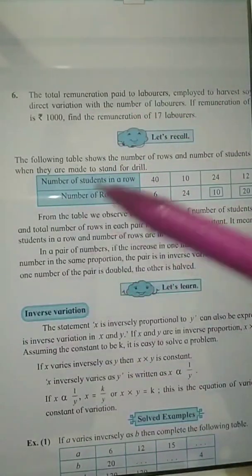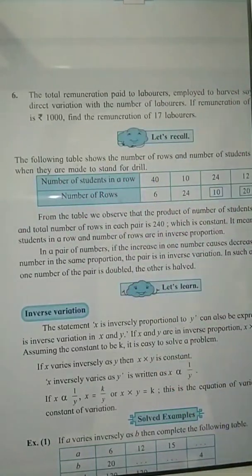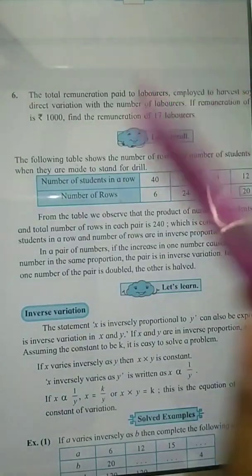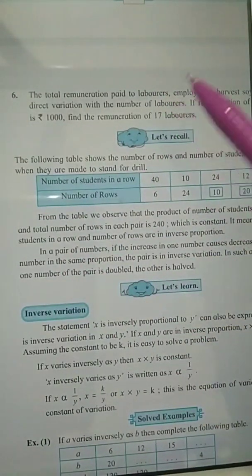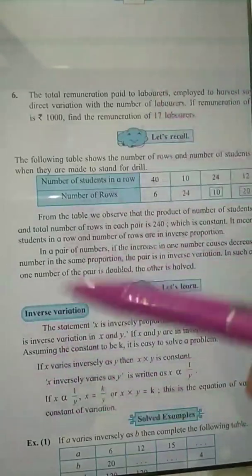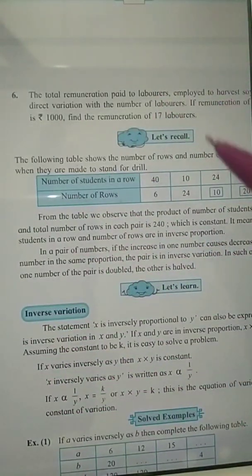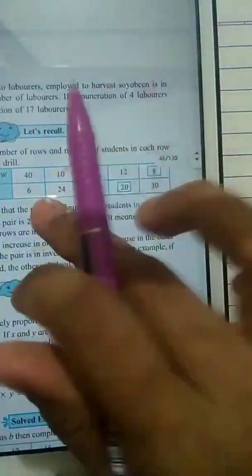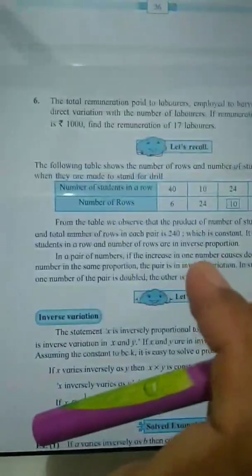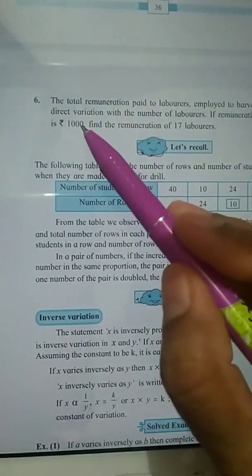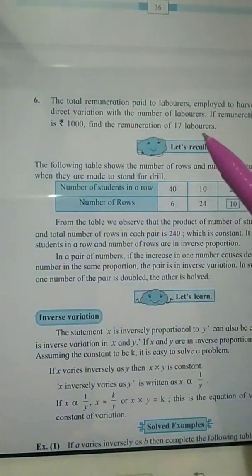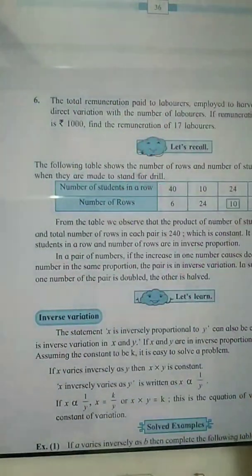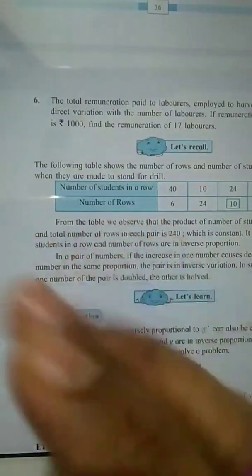Now what is the magic of this chapter, variation? You don't have to write heavy steps. Directly you can take the remuneration to laborers as x, number of laborers as y. Variable, your choice. You can select any variable. Okay, so let's start. If the remuneration of 4 laborers is 1000 rupees, find remuneration of 17 laborers. So this we will apply variation and we will get it easily. So let's start with the introduction part.